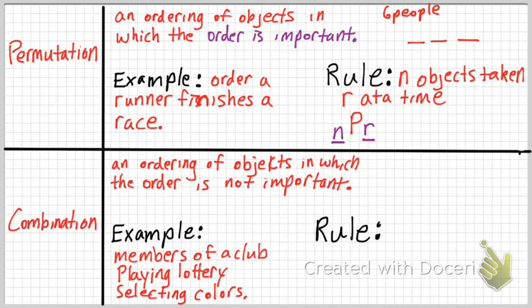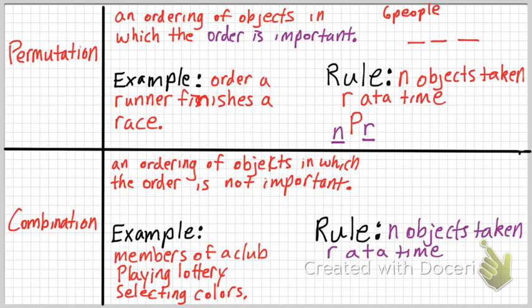The same thing will occur for combinations. So again, we're talking about 6 people trying to fill 3 chairs. And the rule here is that you have n objects taken r at a time as well. And so again, we'll have an n, then we'll have a c, and we'll have an r. So we're taking the combination of n number of people and putting them into r number of chairs.